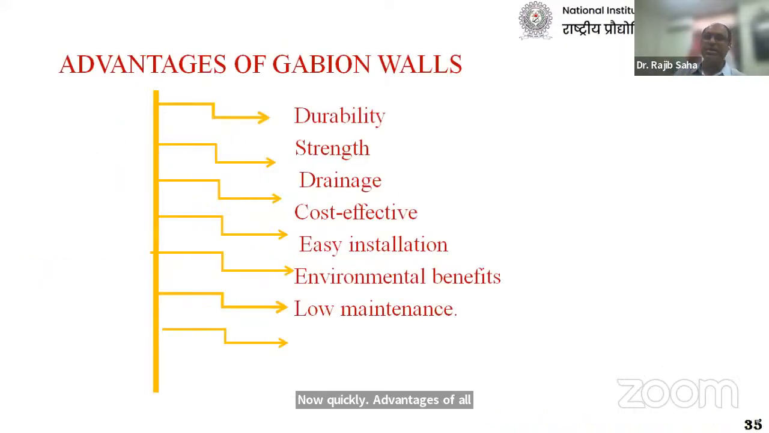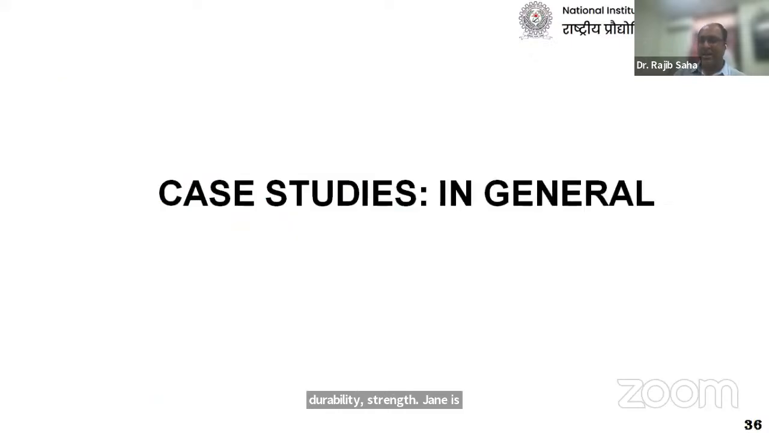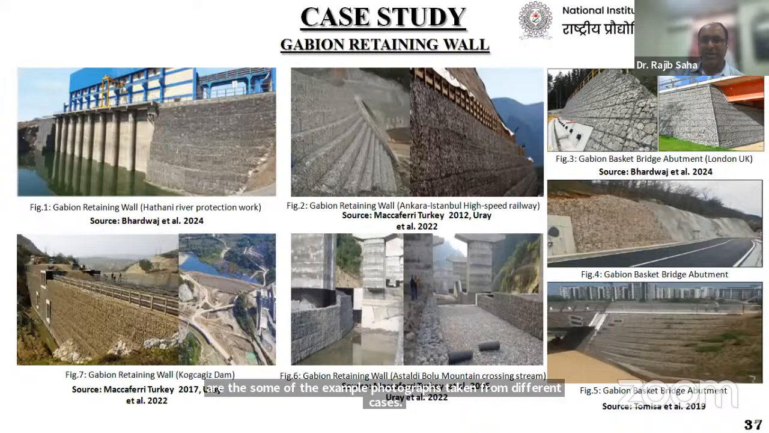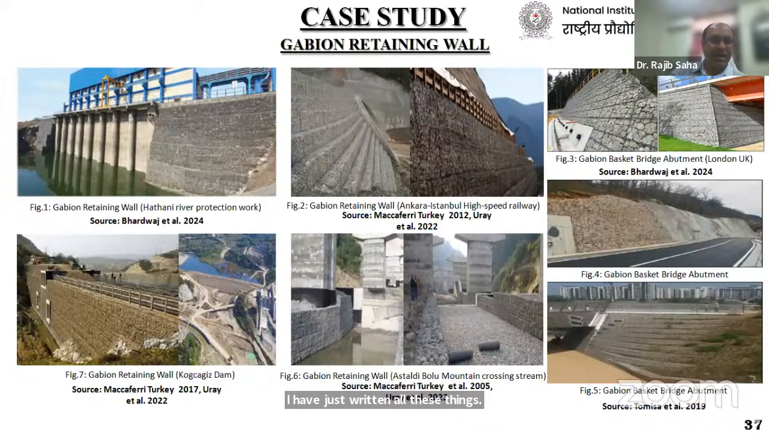Now, quickly, the advantages of the Gabion wall. I'm not reading them all: durability, strength, drainage, cost effectiveness, easy installation, environmental benefits, low maintenance, and so on. Now the case studies, I'm entering in general. These are some example photographs taken from different cases. I have just written all these things. For example, the first one is the Hathani River protection area made by Gabion walls. These are all Gabion wall constructions of different dimensions and specifications.